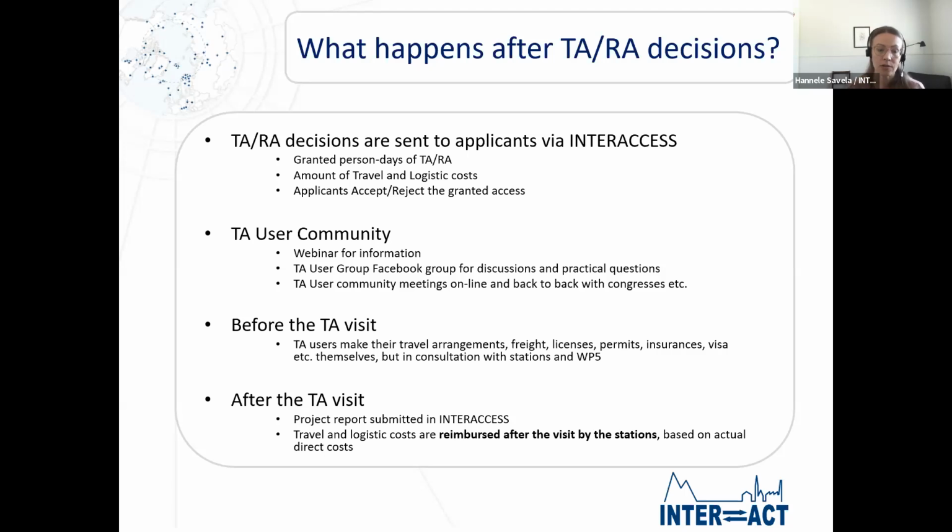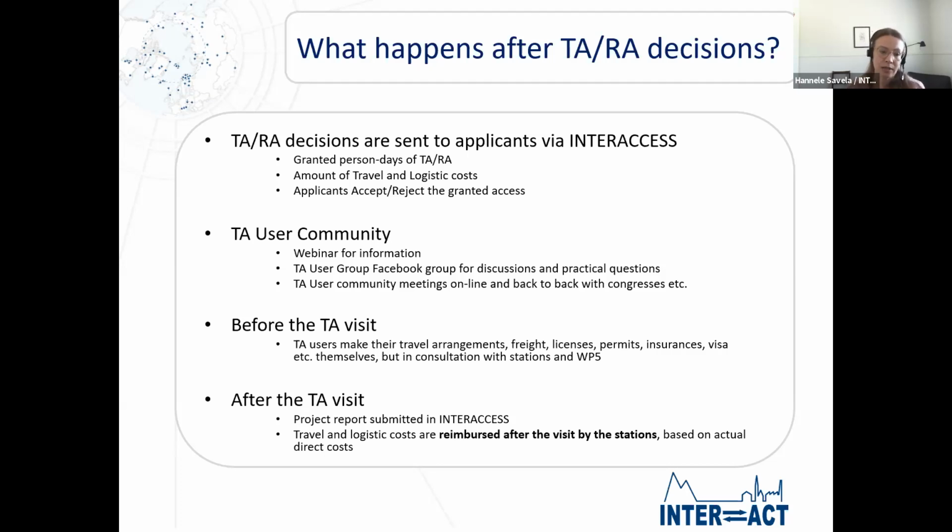We also have a transnational access user group, a Facebook group for discussions and practical questions. A lot of information has been shared about COVID-19 effects on transnational access in this Facebook group, for example. It is a closed group, so it's very good for these kinds of discussions. And then we have different kinds of meetings online, and also back-to-back with congresses, whenever these physical congresses are again arranged.